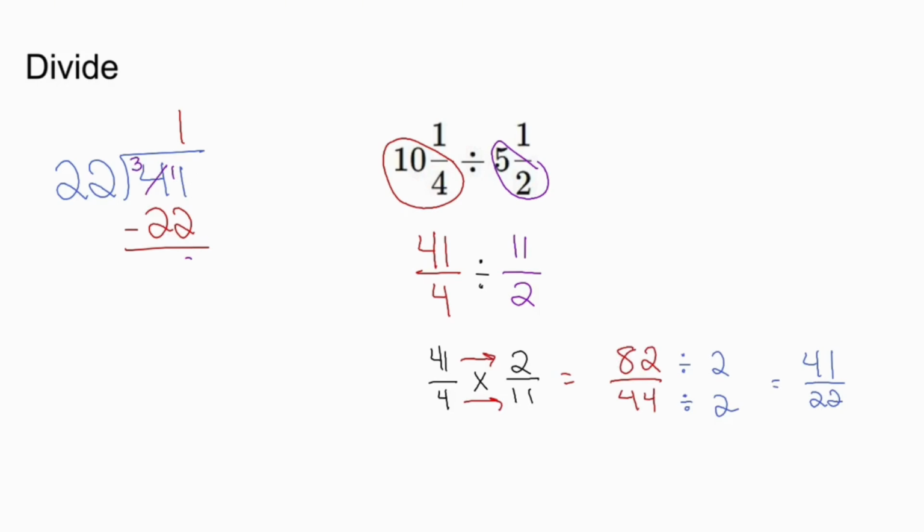11 minus 2 is 9. 3 minus 2 is 1. So with no more numbers to drop down, that last number is going to be your remainder. Remainder 19. How do I turn all that information into a mixed number?